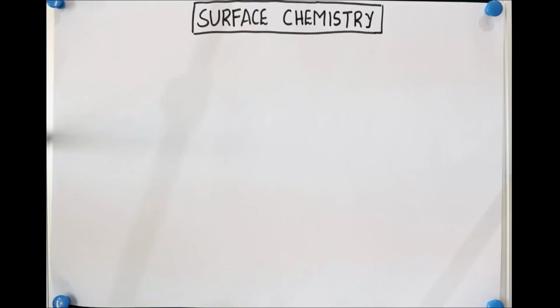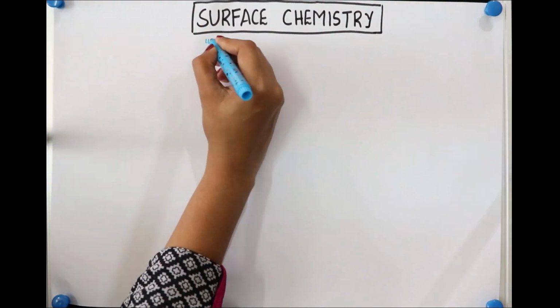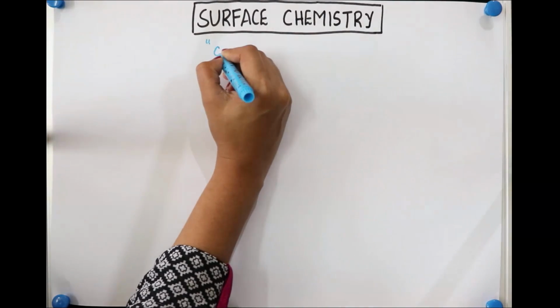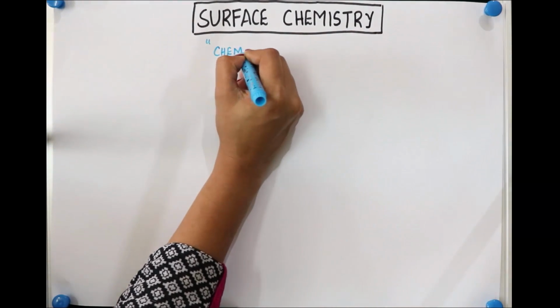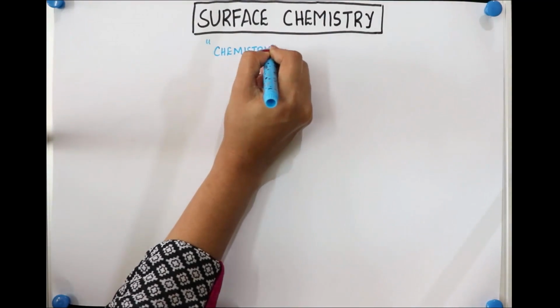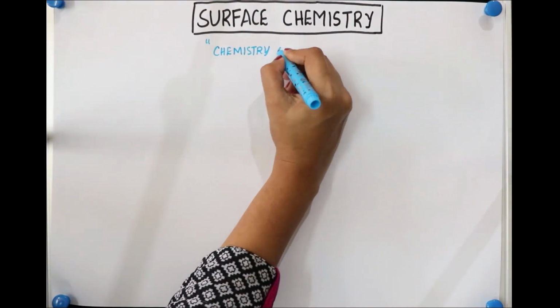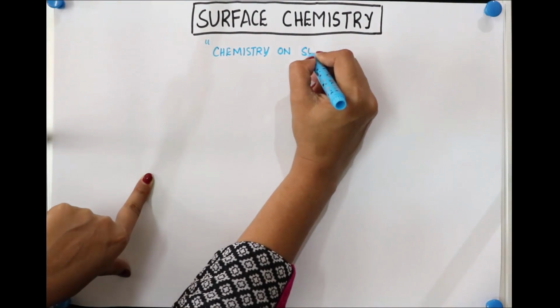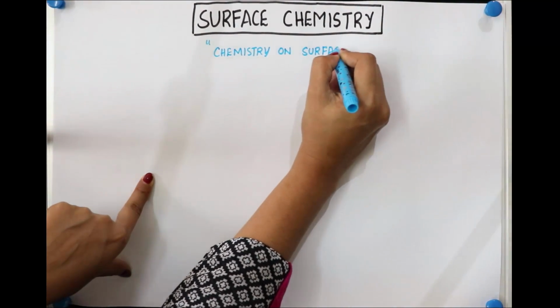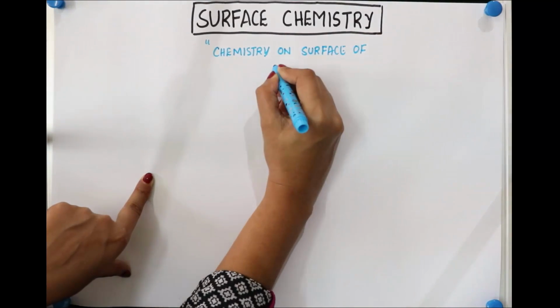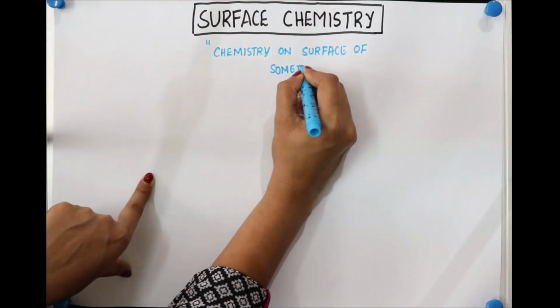Do you have any idea about what surface chemistry is? Just looking at the topic, I can say it has something to do with surface and something to do with chemistry. So chemistry at surface? Yes. Surface chemistry is basically chemistry that happens on the surface of something. It can be anything.